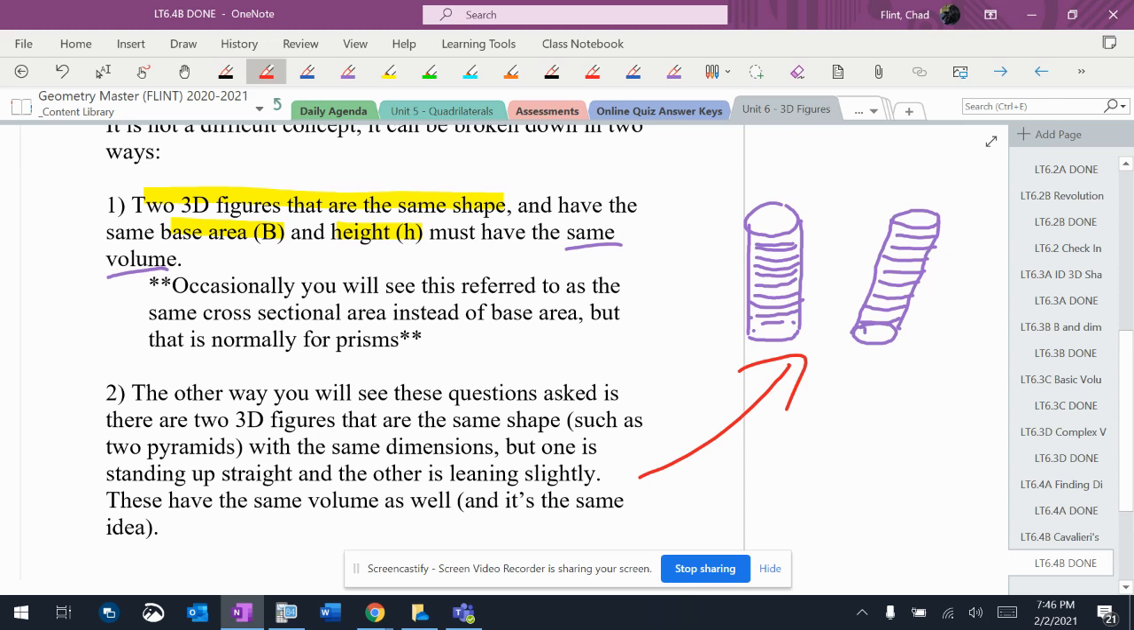Basically, look at these questions. If you see Cavalier's principle as a question on a Regents exam, or on a test, you just need to say two 3D shapes that have the same base area and the same height have the same volume. So two three-dimensional shapes that are the same type, that have the same base area and the same height, have the same volume. That's the easiest way to do it. Get it right every single time.